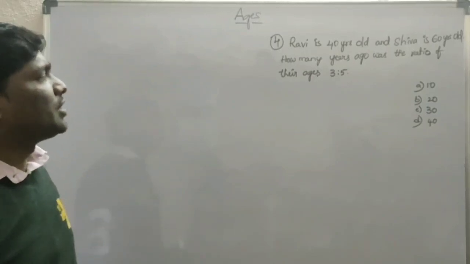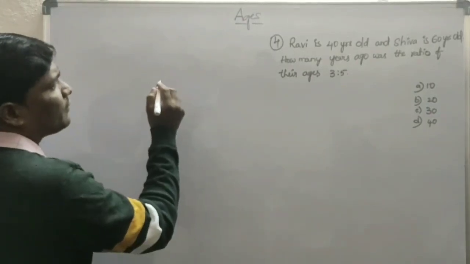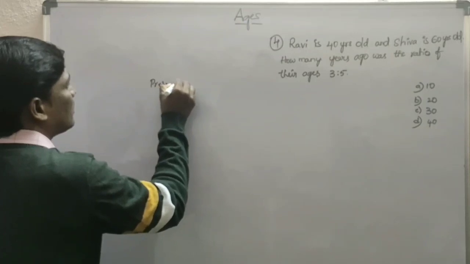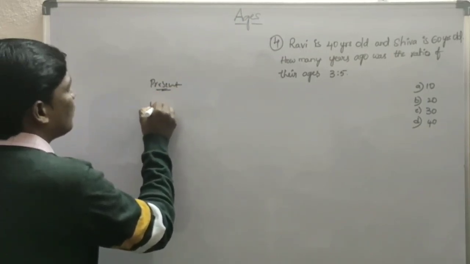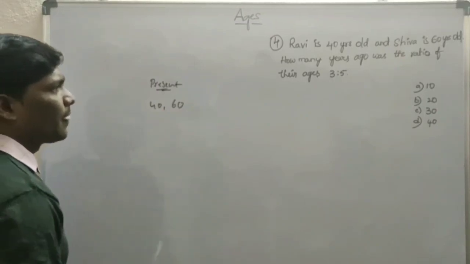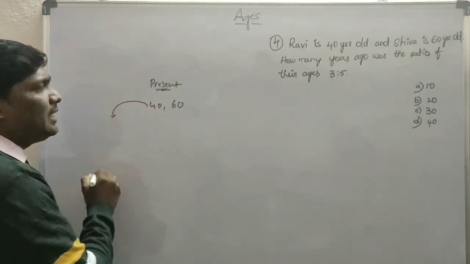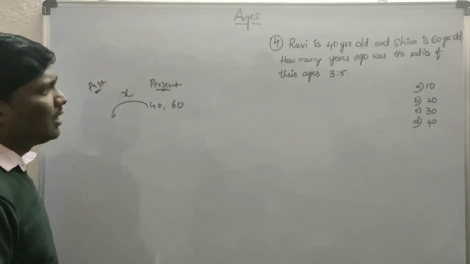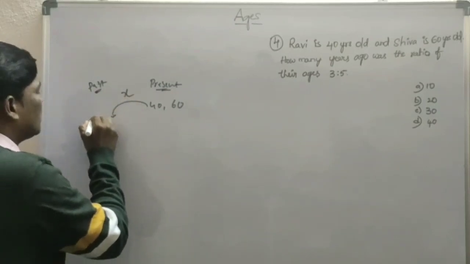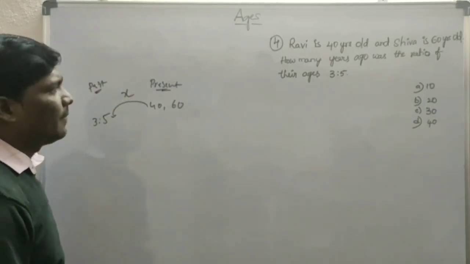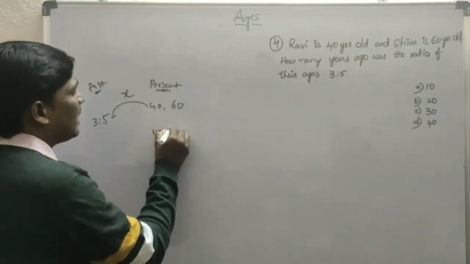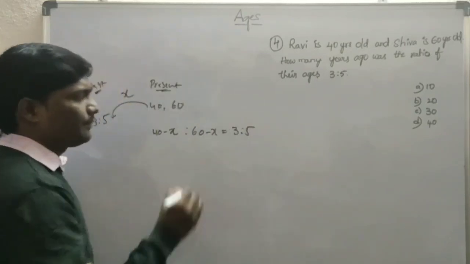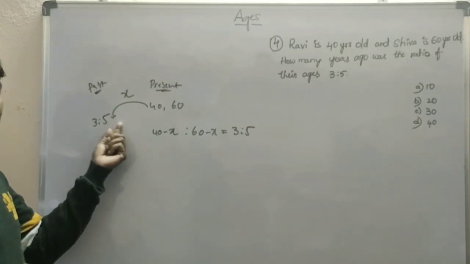Okay, first basic method lo check cheddamandi ikkada manam. The present age of Ravi and Shiva is 40 and 60 years. So how many years ago? How many years ago means past lo మనం find out చేయాలి ఇక్కడ. How many years ago? We don't know, let x. Okay, so ఎన్ని years మనకు తెలియదు కాబట్టి x అనుకుందాం. So the ratio will be 3:5. Okay, so 40 minus x is to 60 minus x is equal to 3:5. So ago ante meaning ఏంటండి? Minus. Ago means minus.